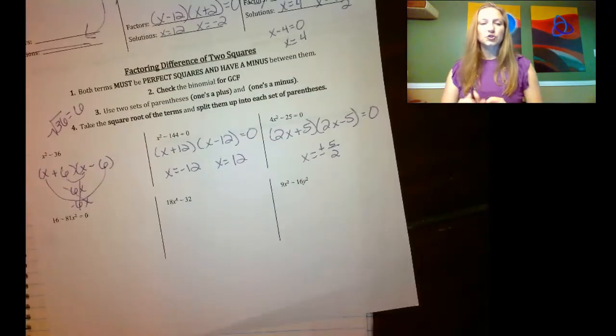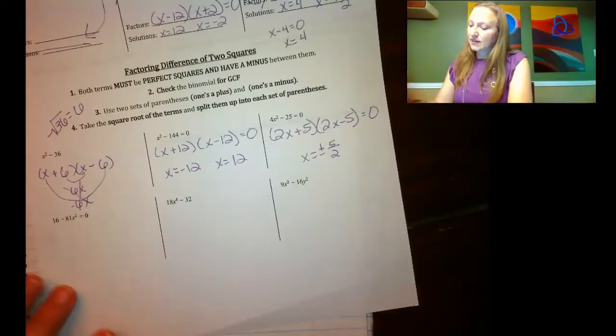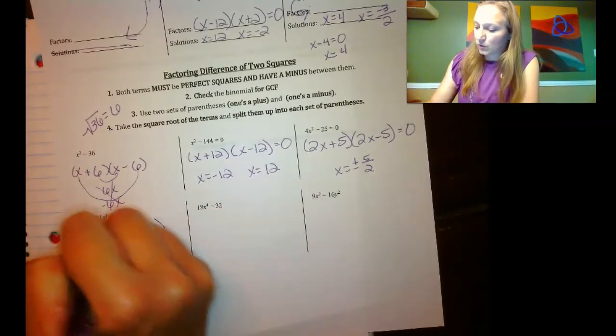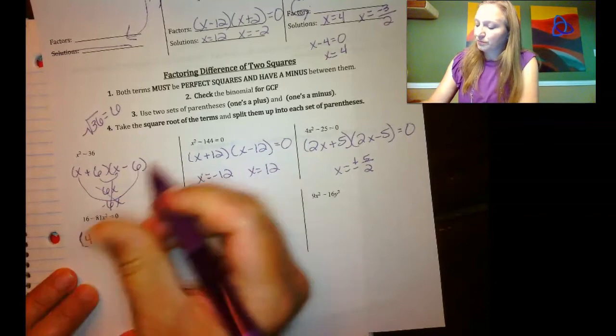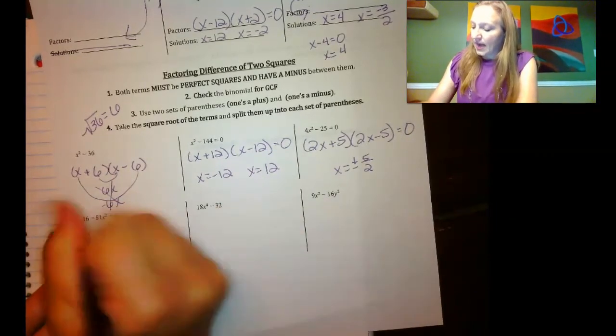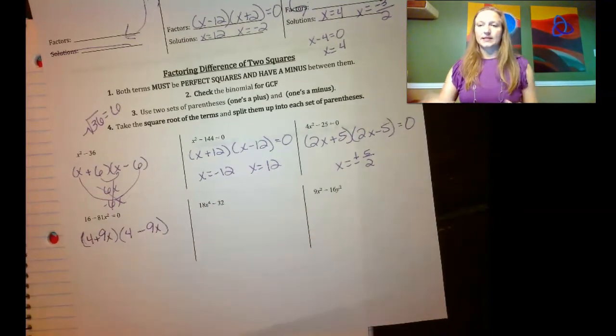Okay, down here it gets a little trickier, so let's just do a couple of these. The pattern is still exactly the same, though. Take the square root of 16, that's 4. The square root of 81x is 9x. And one's a plus, one's a minus.